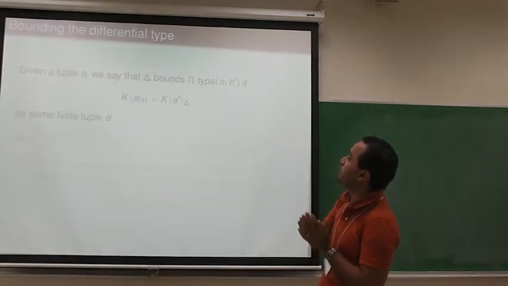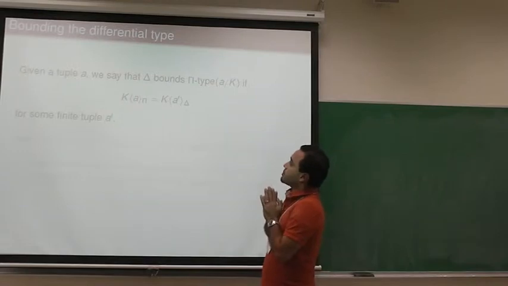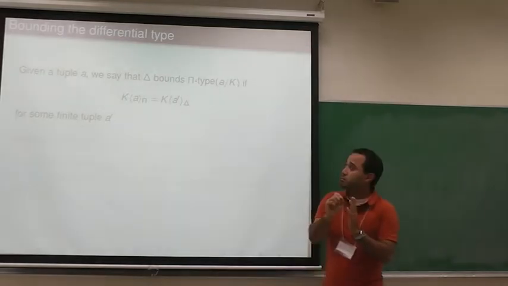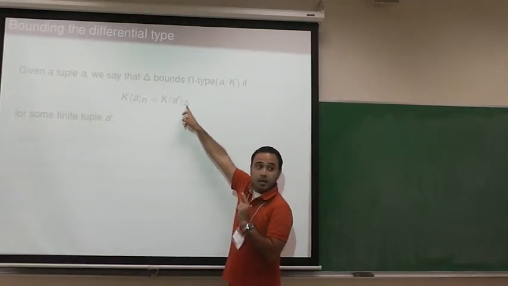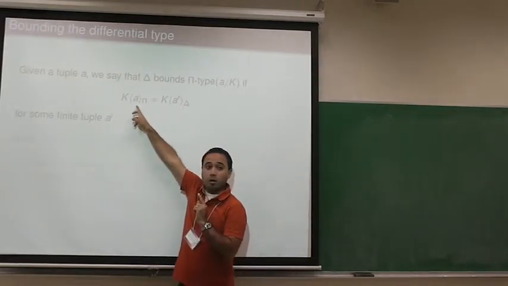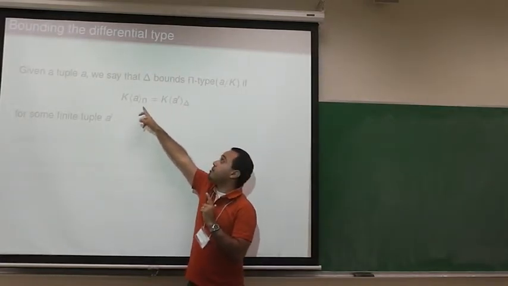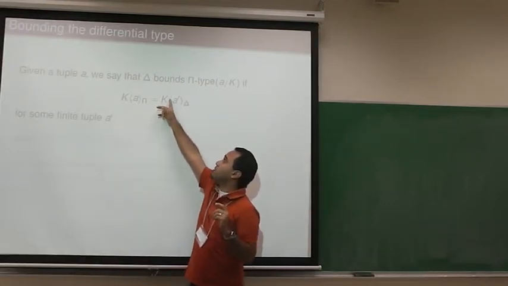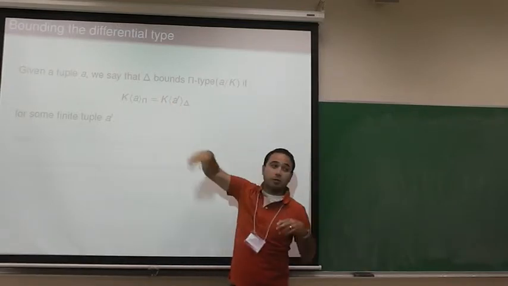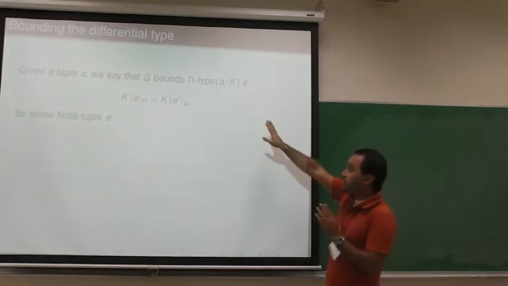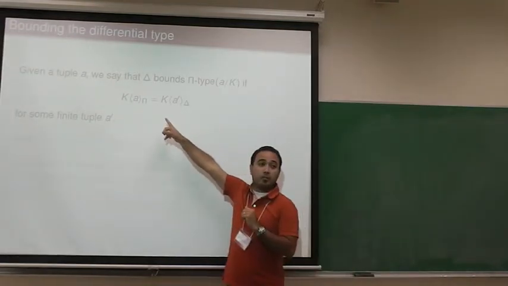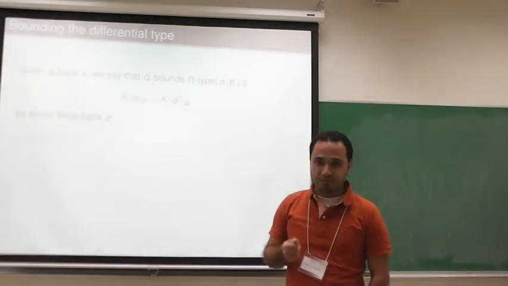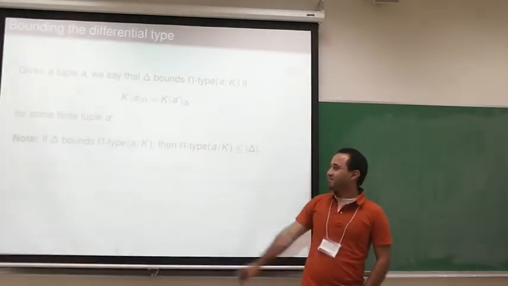So it's essentially what I'm saying here. We say that delta bounds the differential type of a tuple if I only need delta to generate the whole differential field. Maybe I need to extend the tuple to some A prime, but this is a finite tuple, and this is another finite tuple, and I only need delta to generate all the differential field. Whenever I say delta bounds the differential type, this is exactly what I mean. That just says that the tuple A has a differential type fewer than M.